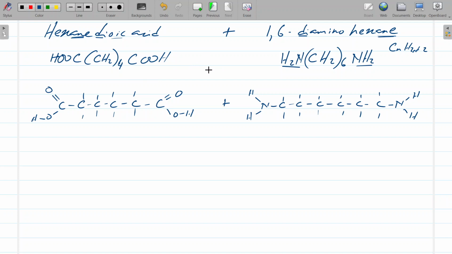Okay. Now, when these two come together, you're going to have a condensation reaction, right? Which means that if you take a look at the molecules, you've got this guy. So this guy is going to lose a hydrogen, and this guy is going to lose an OH, and these two are going to come together to give out a water molecule, right?